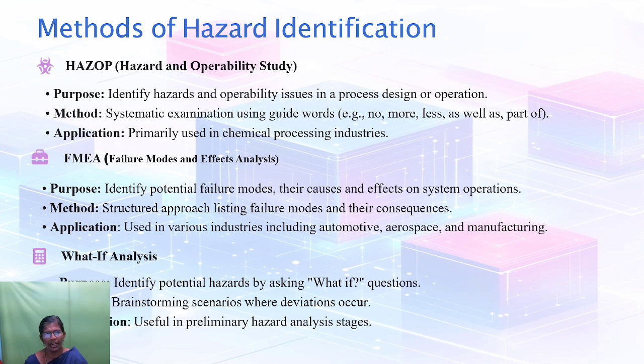Second method is failure modes and effects analysis, FMEA. In this method, we focus on the potential failure modes and the causes in the system operations. The method contains a structured approach which lists all the failure modes and their consequences. This is finding application in automotive, aerospace and manufacturing industries. The third method is what if analysis. This is brainstorming with questions and scenarios, with many questions like what if. This is finding application in preliminary analysis stages.